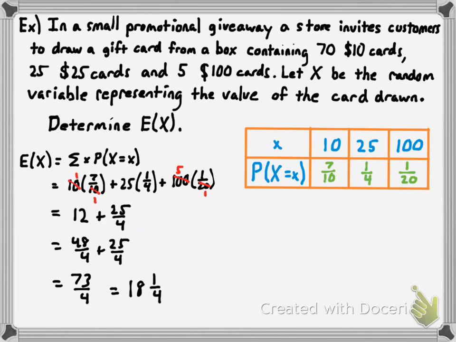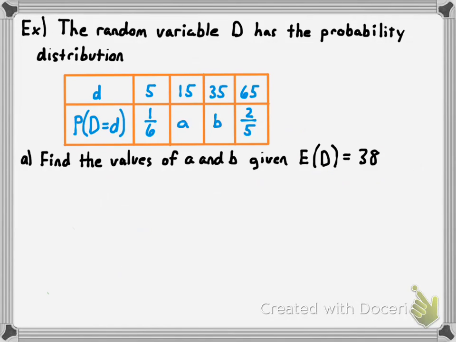Got one more problem that I want us to work on in this video here, and it's going to use that idea of expected values, but it's going to be a little bit of a twist on it, a little bit of a challenge, if you will. It says here that the random variable D has the probability distribution shown. All right, you see there's 4 outcomes, and they're not equally weighted. We know the probability of getting a 5, we know the probability of getting a 65, but the probabilities of getting 15 or 35, those are not known. Okay, those are represented by variables.